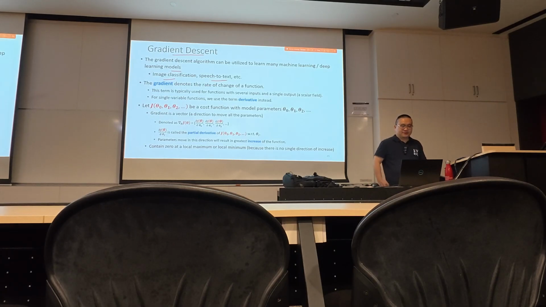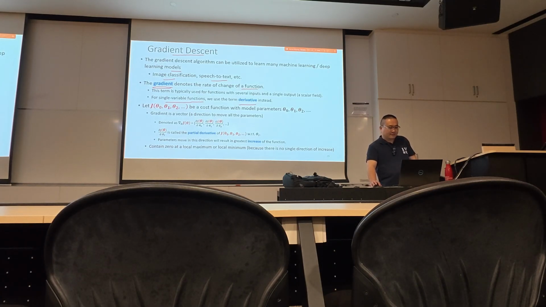To understand gradient descent, you need to understand the term gradient first. So what is gradient? Gradient is a mathematical term. It denotes the rate of change of a function. Previously, maybe we learned the derivative in high school, and now we learn the idea of gradient. Actually, they are very similar. For derivative, we are focusing on single variable functions. When we want to measure the rate of change of such a function, we refer to that as the derivative.